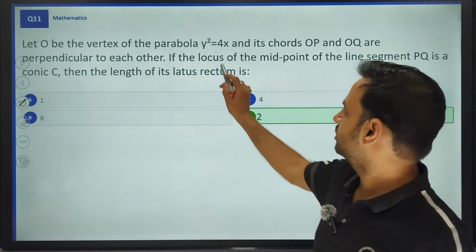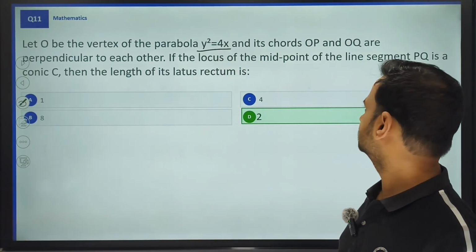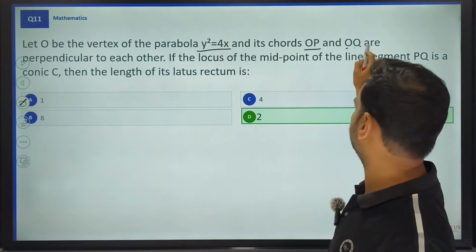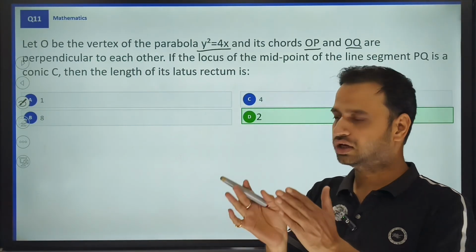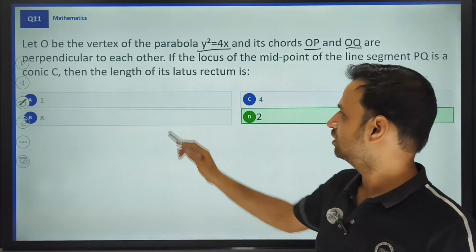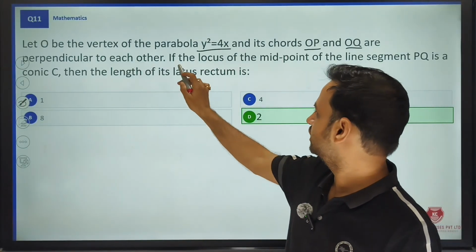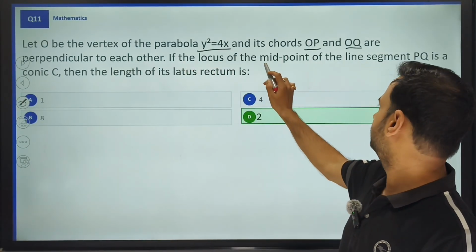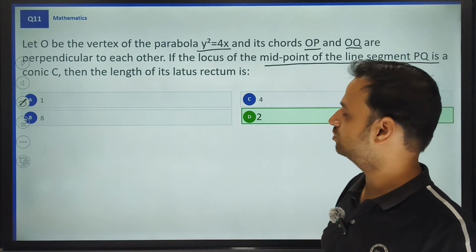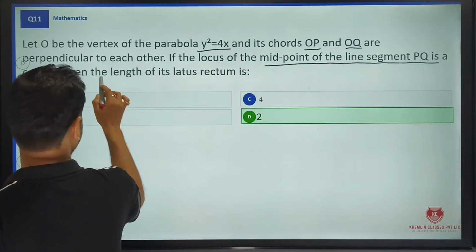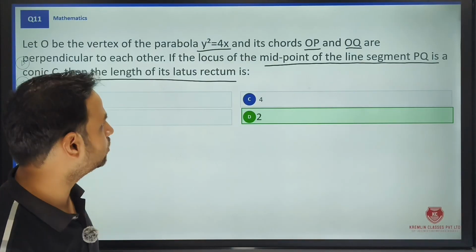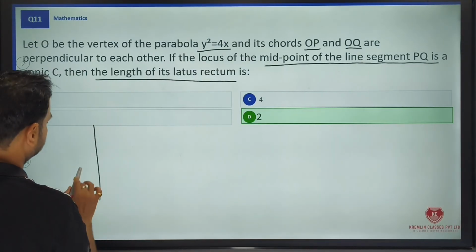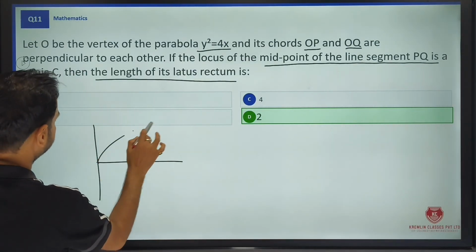Let O be the vertex of the parabola y square equal to 4x, and its chords OP and OQ are perpendicular to each other. Okay, the chords are perpendicular to each other. We will draw the diagram to explain the same. If the locus of the midpoint of the line segment PQ is a conic section C, then we have to find the latus rectum of the conic section. Means we have to find out the midpoint locus.